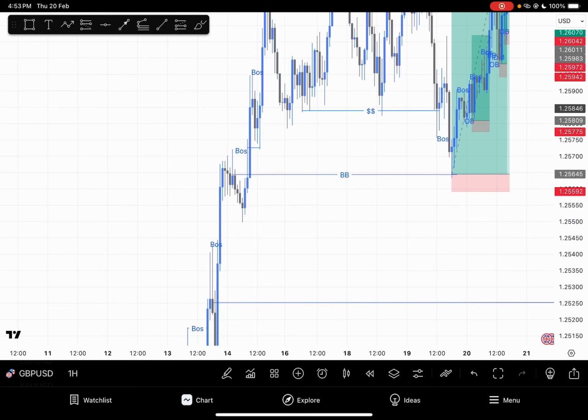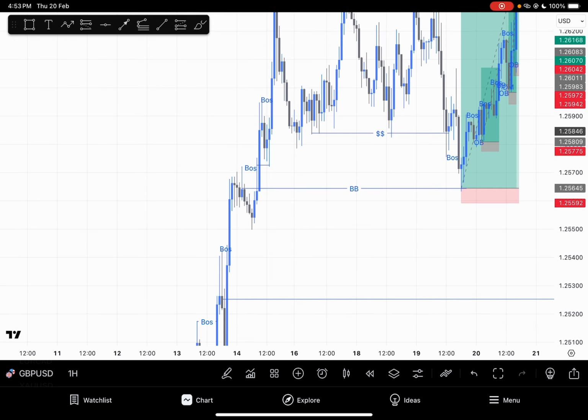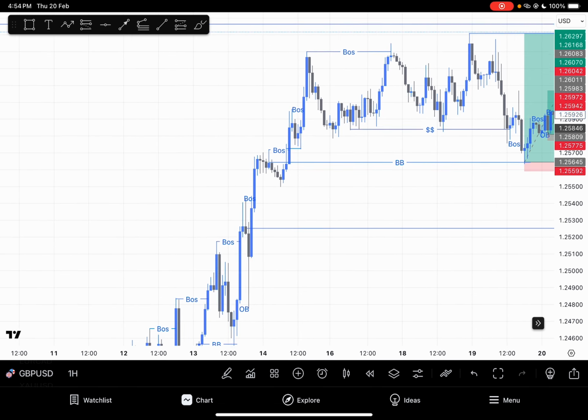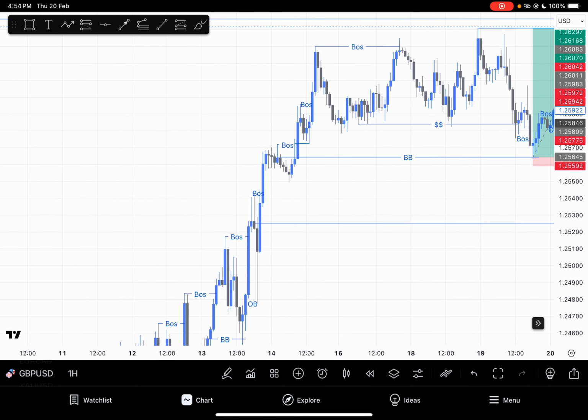Okay, for those asking me, I was able to get this kind of sniper entry. So basically, this is all I did. The strategy I use normally works when price is moving in a particular direction, when price is in a downtrend or an uptrend.